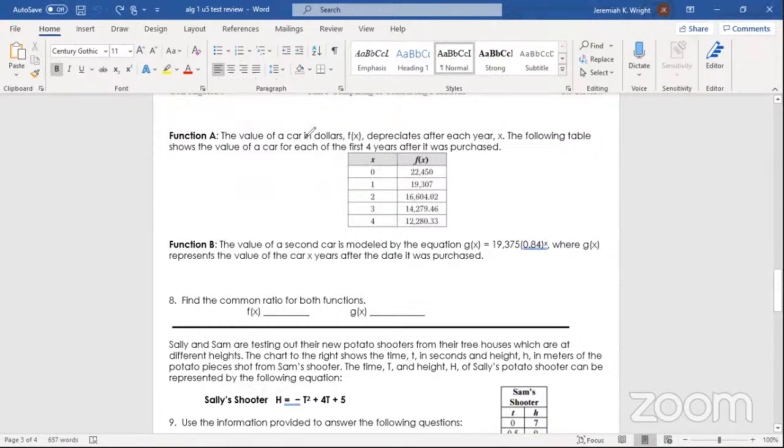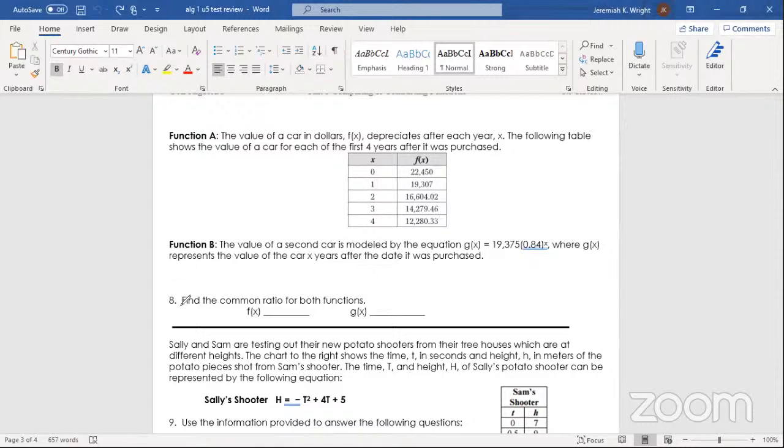All right. The value of a car in dollars, f of x, depreciates after each year x. The following table shows the value of the car for each of the first 4 years that it was purchased. So we purchased a car new at $22,000. After the first year, it was valued only at $19,000. Year 2, $16,000, and so on.